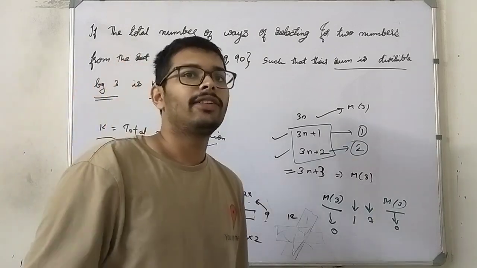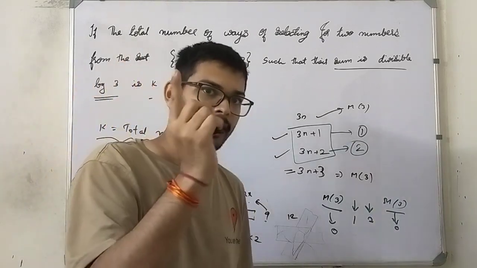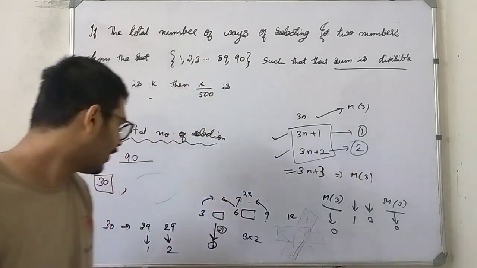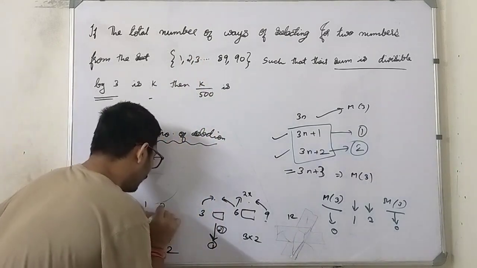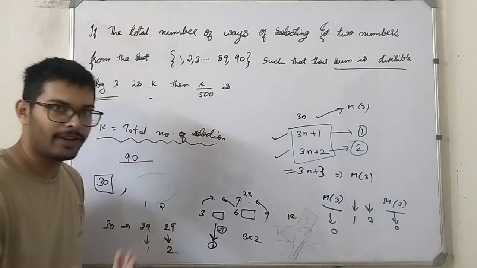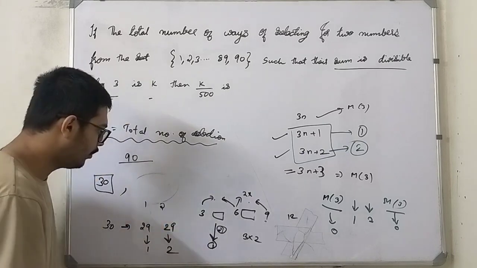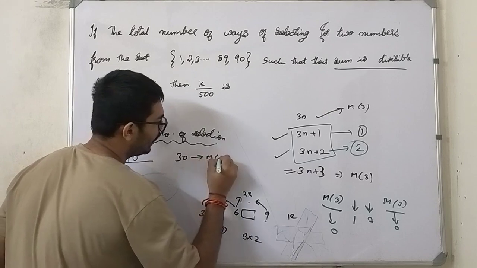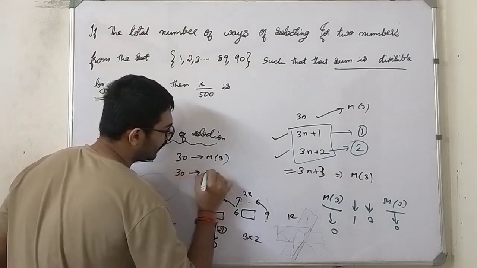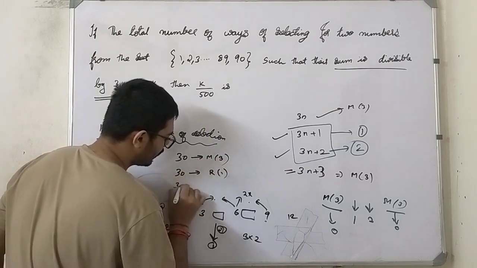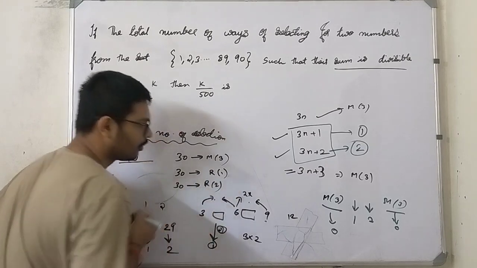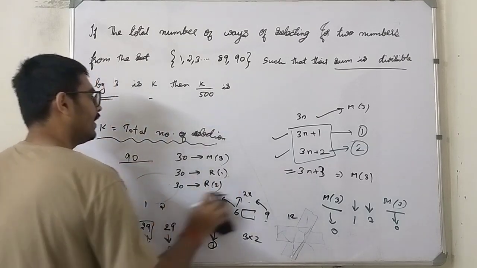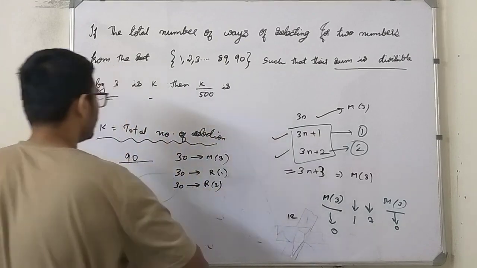Now there are 0 and 1, 2 is from 0 and 3, there are 1 and 2. We haven't taken that 1 and 2. So if you take 1 and 2, if you divide 1 by 3, the remainder is 1. If you divide 2 by 3, the remainder is 2. By default, there are 30 multiples of 3, 30 numbers which will give a remainder 1, and 30 numbers which will give a remainder 2. That's the condition. Now, we need the selection.